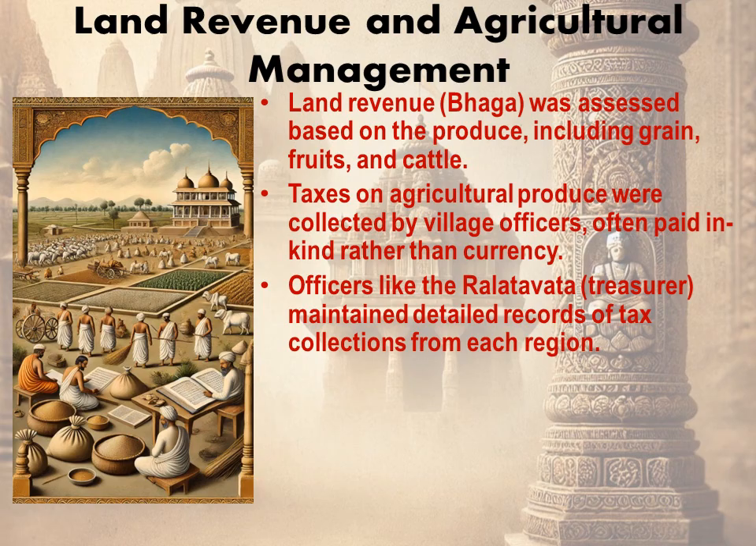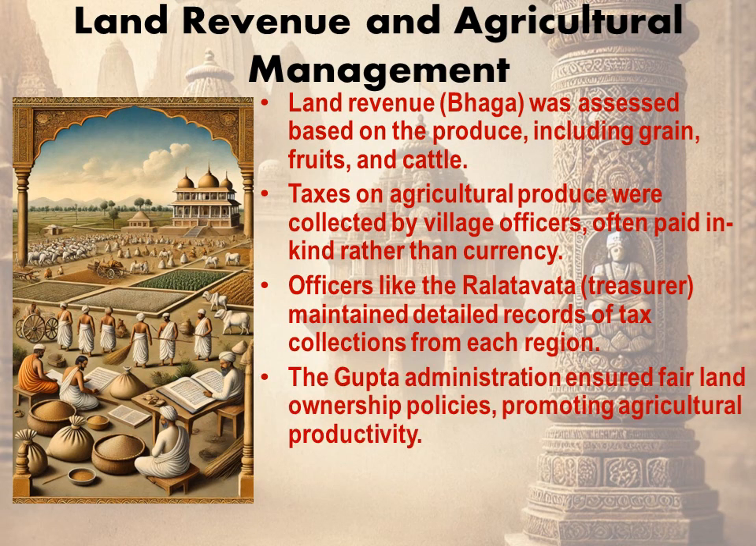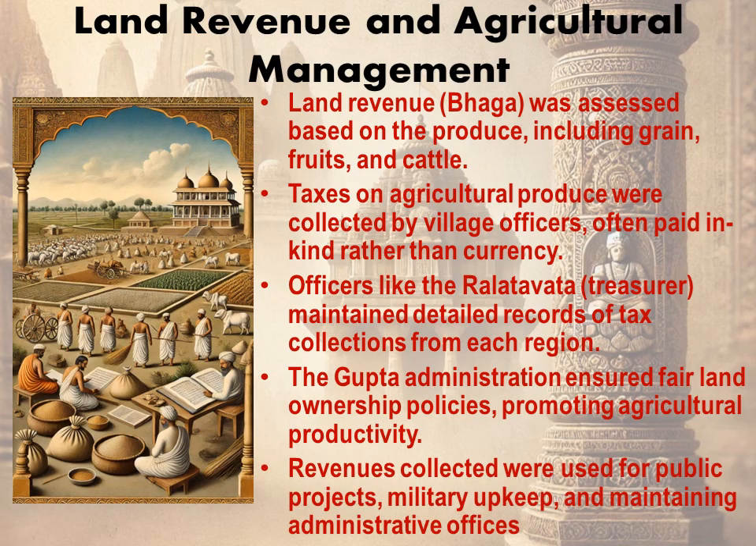Officers like Dhruvadhikarana, which is the treasurer, maintained detailed records of tax collection from each region. The Gupta administration ensured fair land ownership policies, promoting agricultural productivity. Revenue collected was used for public projects, military upkeep, and maintaining administrative offices.